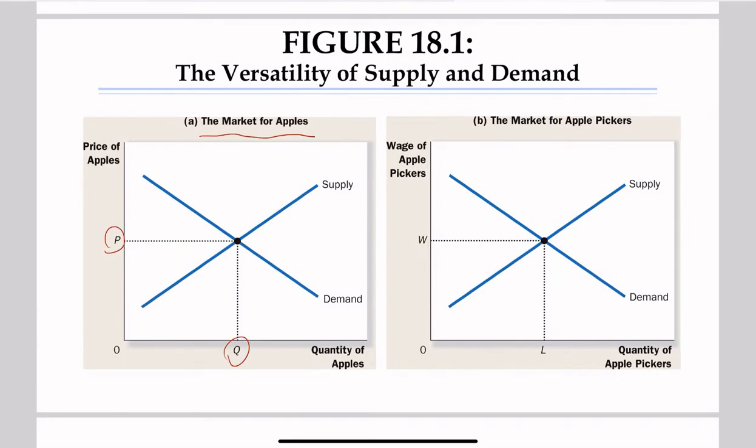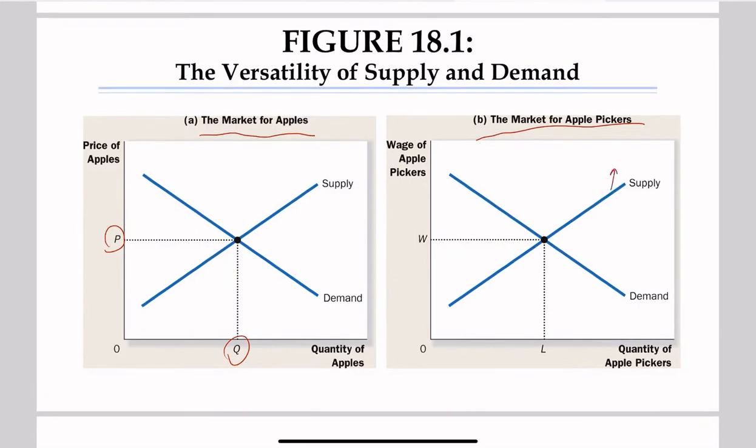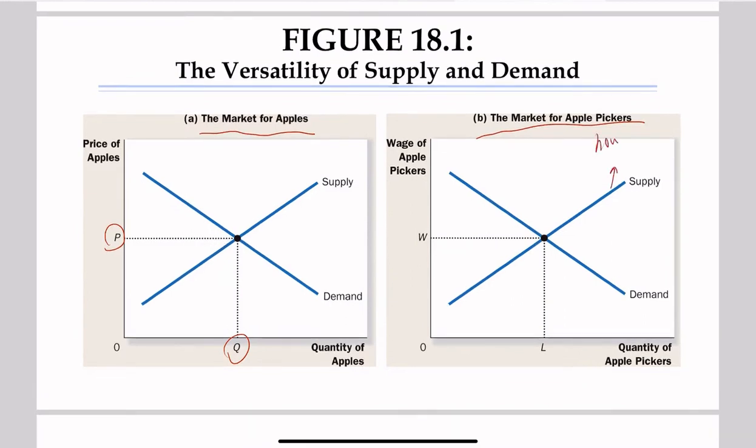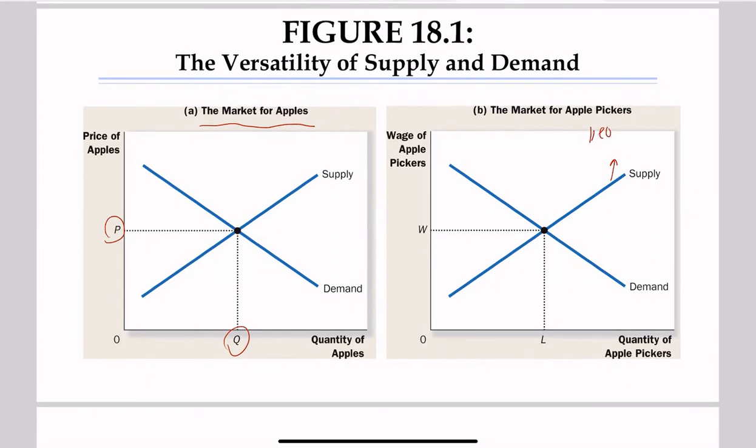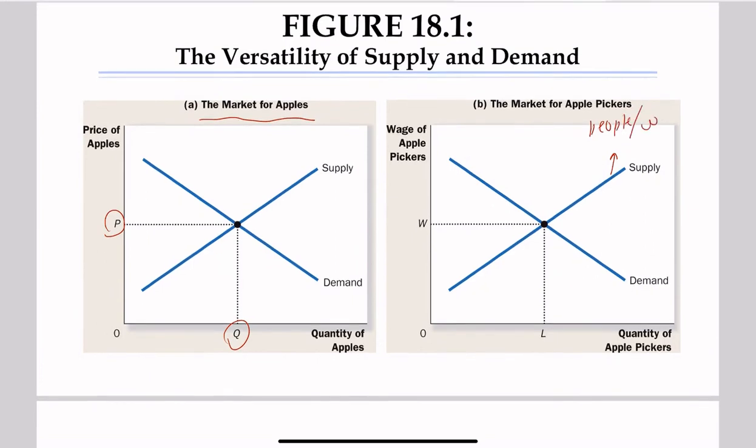And now let's look at the market for apple pickers. Now, think about this market. Who are the suppliers? Well, the suppliers should be households. Or if you don't like the word household, you could say people, or workers.